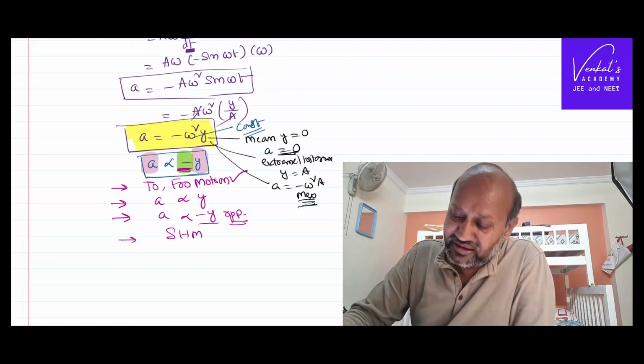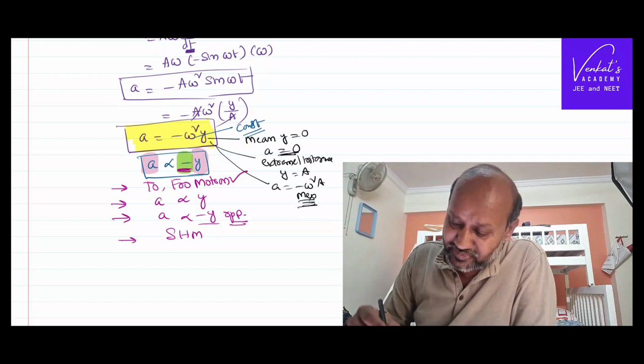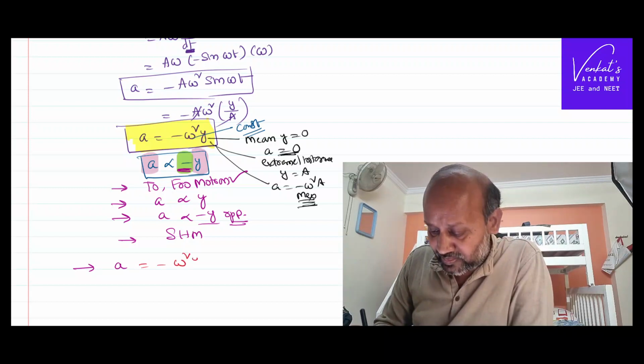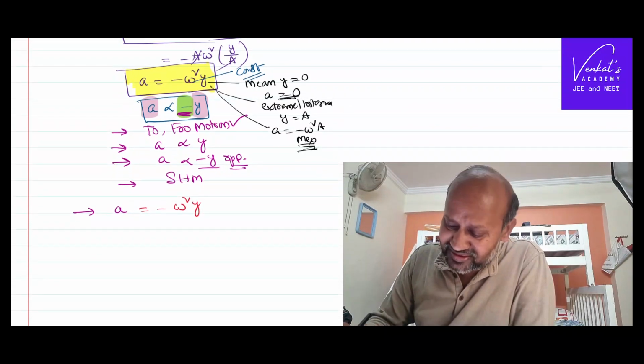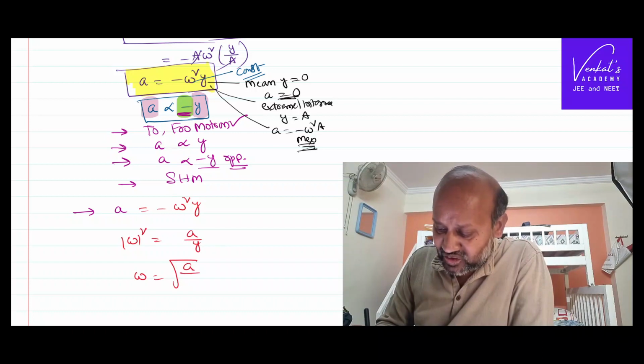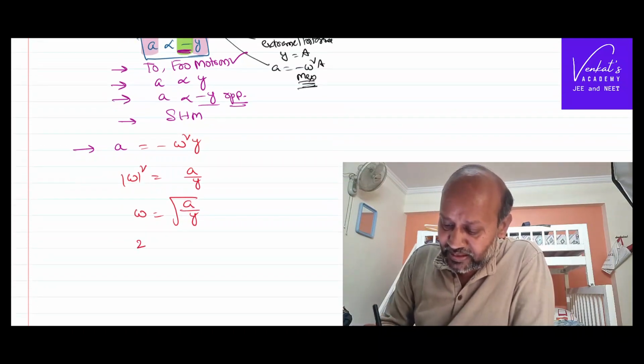And finally, quickly, I want to derive one small equation. As I proved, acceleration is equal to minus omega square y. The minus is symbolic, it means opposite direction. The magnitude of omega square is a by y. Omega is the square root of acceleration by displacement. Omega is the rate of change of angle, d theta by dt.